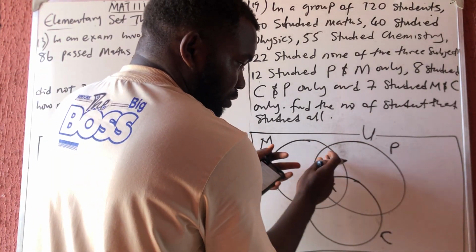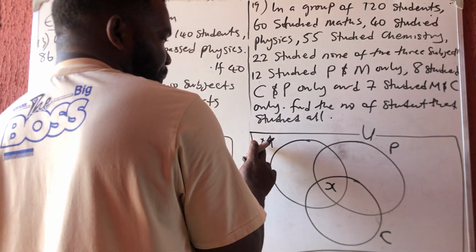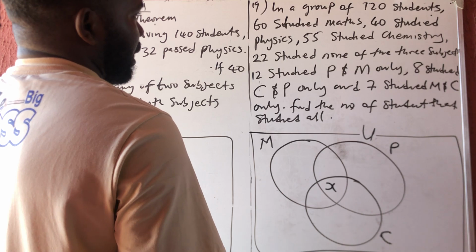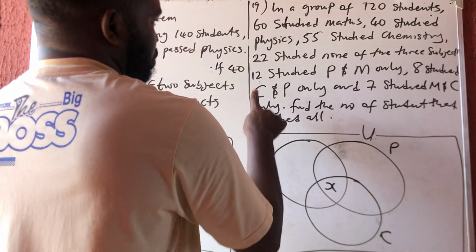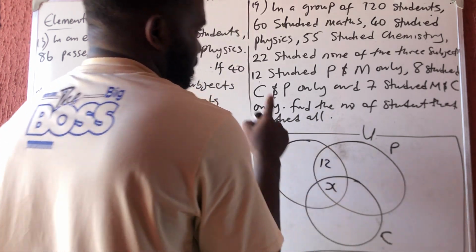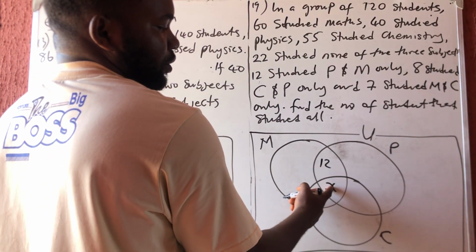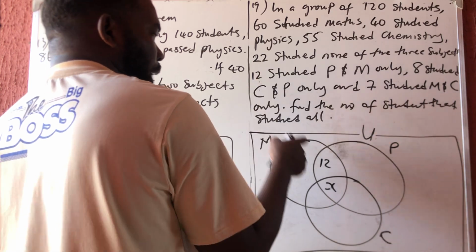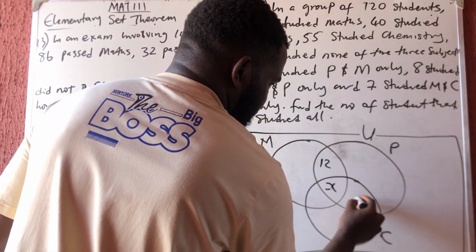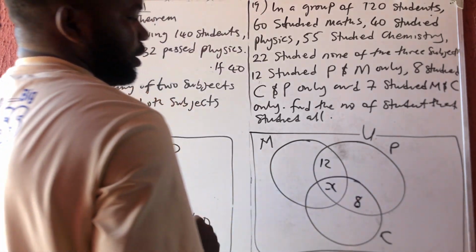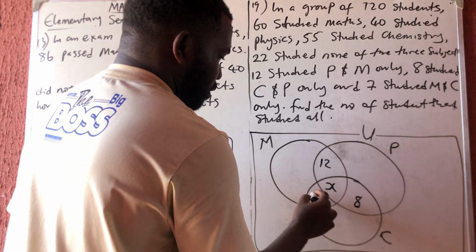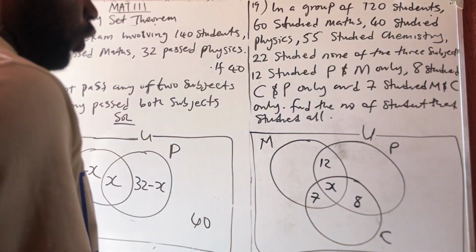We started from the 3. Let's move to 2, 2, 2. For the people that studied physics and maths, they say that 12 studied physics and maths only. So that's why I'm going to write the 12 here. But if I do not see only, I must say 12 minus x. But since I saw only, I'll just write it. So 8 studied chemistry and physics. Because they said only, I'll write the 8 without subtracting that x. All right. Then finally, 7 studied maths and chemistry only.